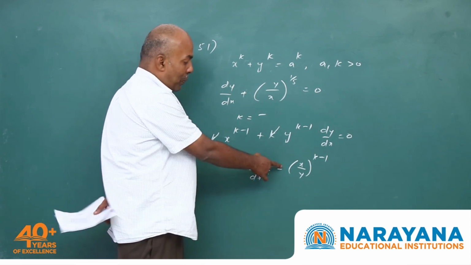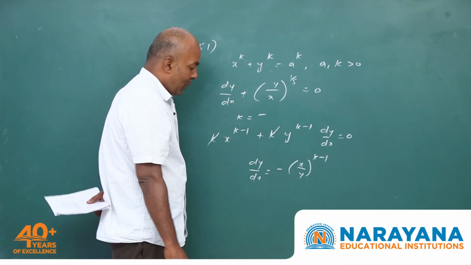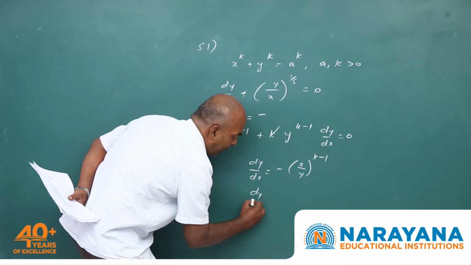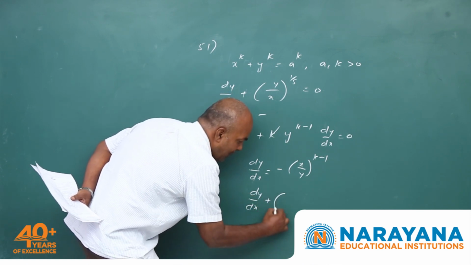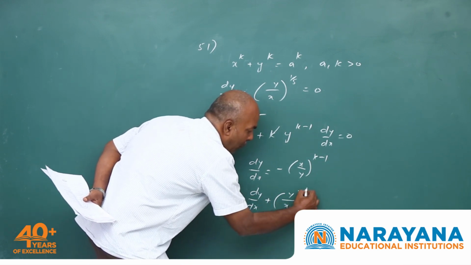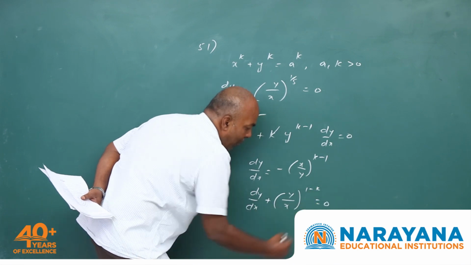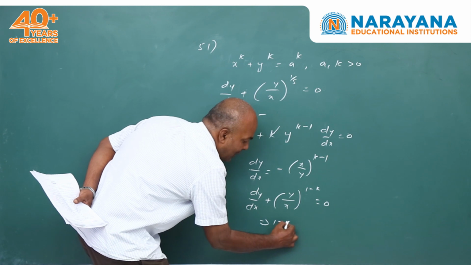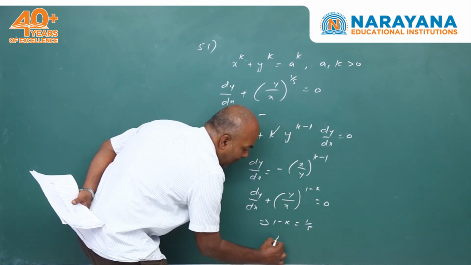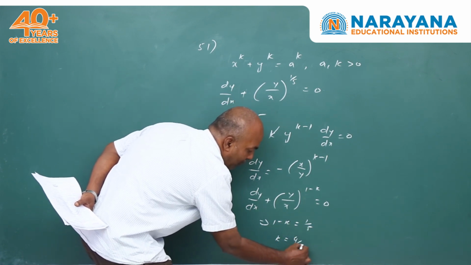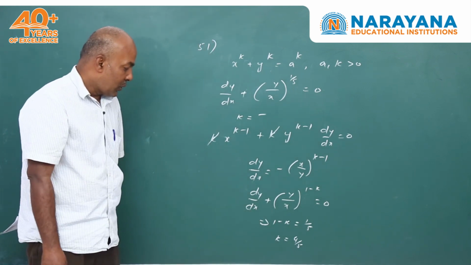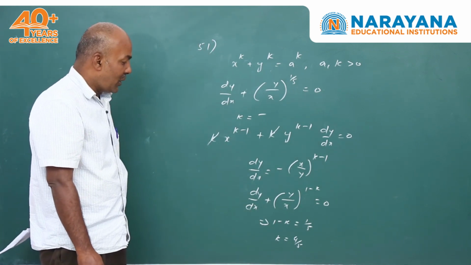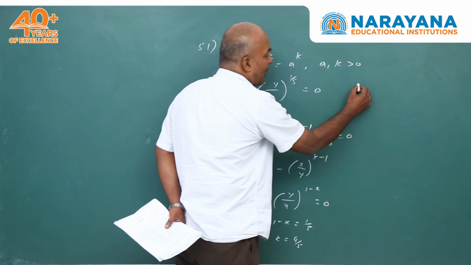Now we compare with the given statement. So for that I will write it one more step: dy by dx plus (y by x) whole power 1 minus k equal to 0. So which implies 1 minus k equal to 1 by 5, then k equal to 4 by 5. So the correct option for the given question is option B. B is the correct answer.